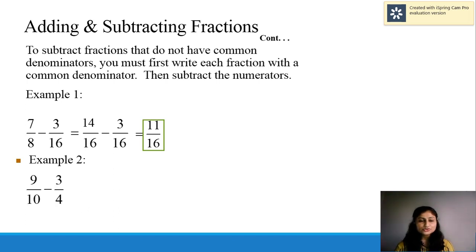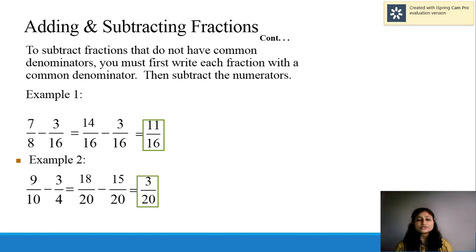Now example 2, 9 upon 10 minus 3 upon 4. First we take LCM of 10 and 4, it is 20. And then we multiply it with 2, 9 twos are 18. So it is 18 upon 20 minus. Now 4 multiplied by 5 is equal to 20, so 3 multiplied by 5 is equal to 15. And then we do subtraction, 18 upon 20 minus 15 upon 20 is equal to 3 upon 20, and it is answer.